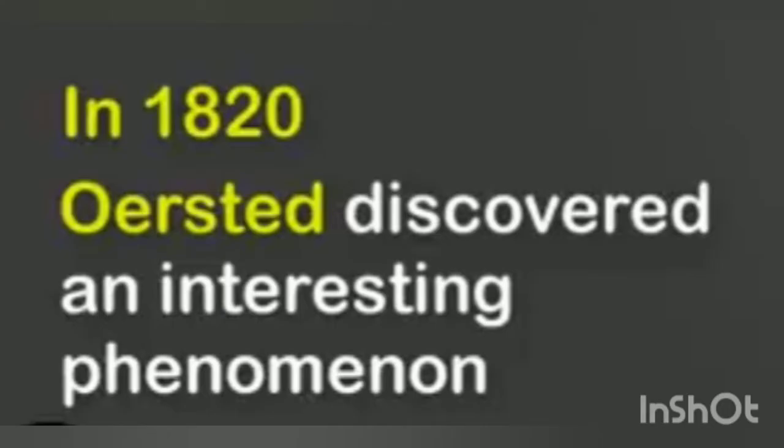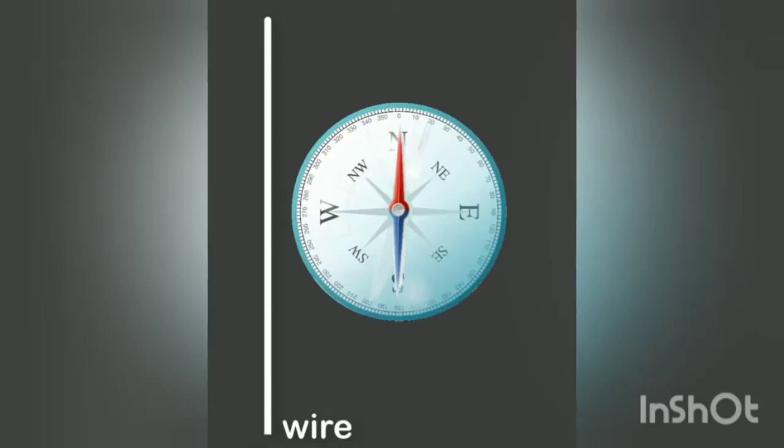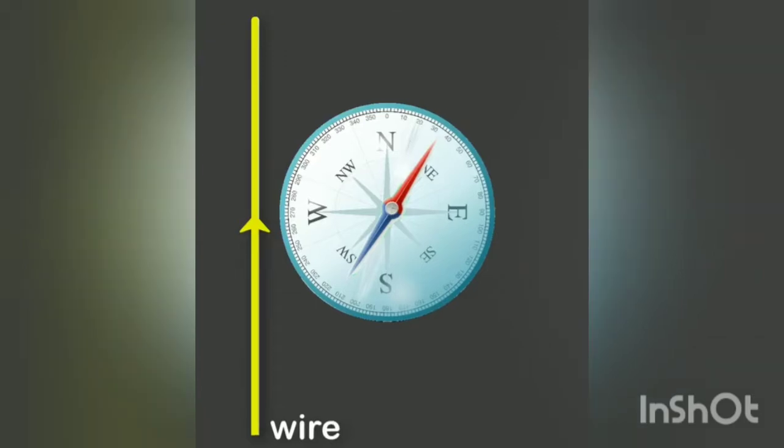In 1820, a scientist Oersted discovered an interesting phenomenon. In his experiment, he used a wire and a magnetic compass. He observed that when the switch is off, no current flows in the wire and the compass points in the regular north-south direction. But when he put the switch to the on position, the current flows in the wire and the compass gets deflected from the north-south direction. And when the switch is off again, the compass comes back to its original north-south direction.